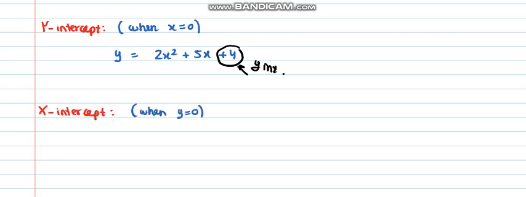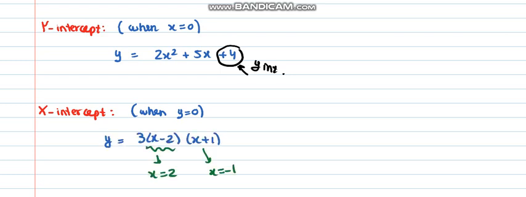X-intercept is found when y equals 0. So over here, x minus 2 times x plus 1 equals 0, so x equals 2 is one of the x-intercepts, and x equals negative 1 is the other intercept.